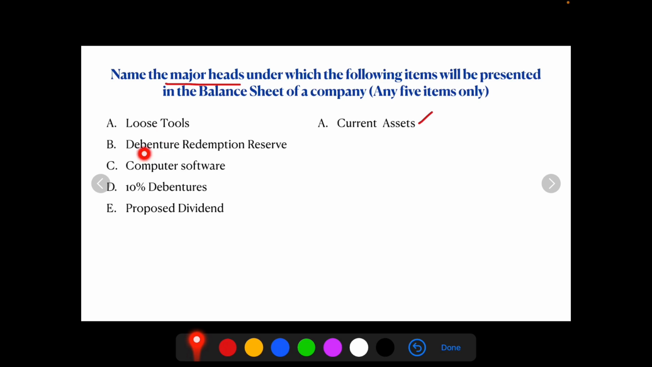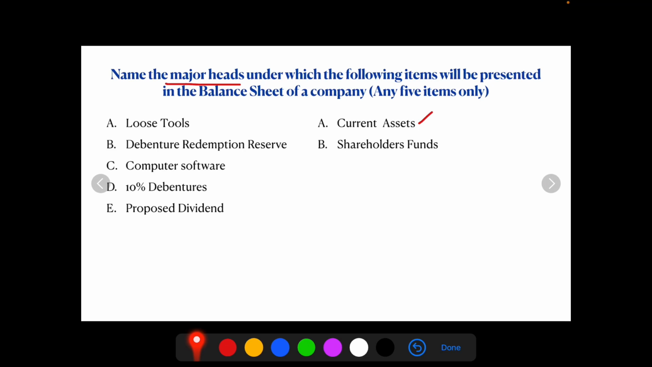The next one being debenture redemption reserve. This is written under the heading shareholders fund. Under shareholders fund, we have reserves and surplus. Over there, we actually mention the debenture redemption reserve. Actually, the clue is in the question. Reserves are related to shareholders funds. So as per the question, we need to write only the major head. So be very careful, students, when you are answering these type of questions.